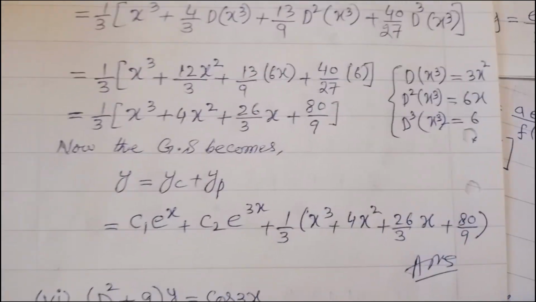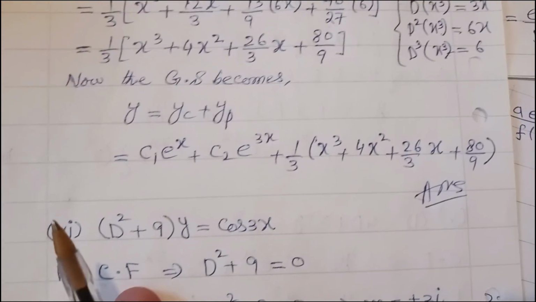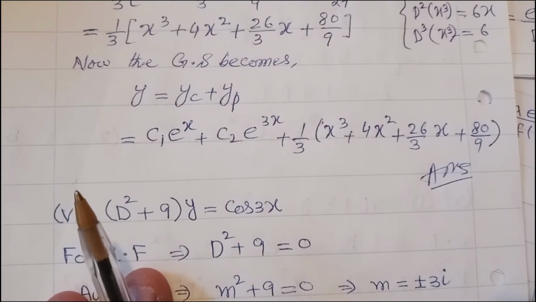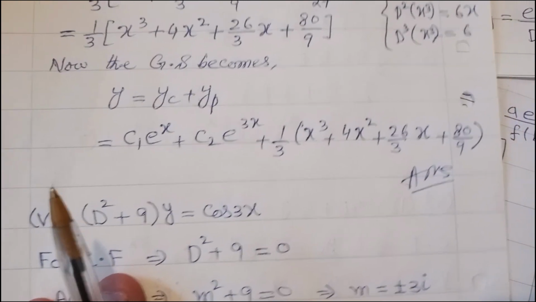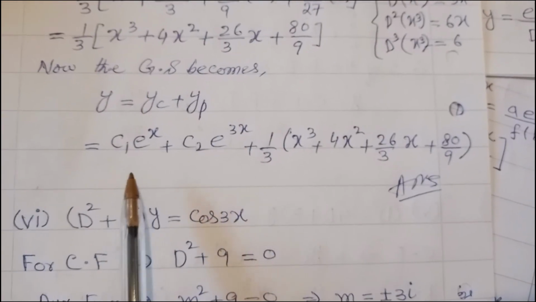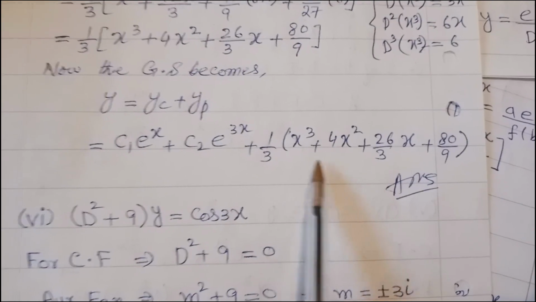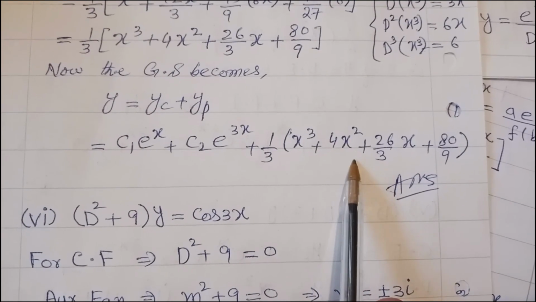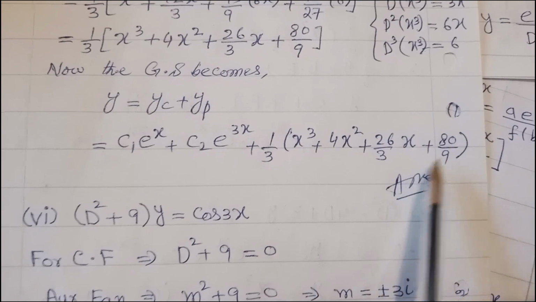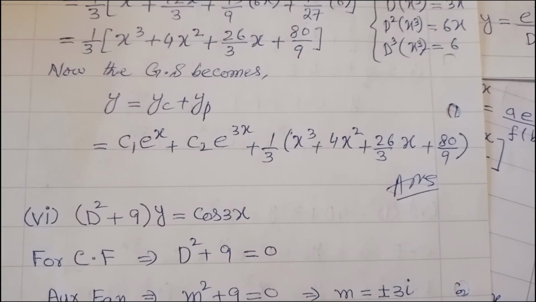Now we will write the whole solution of the differential equation, that is y is equal to yc plus yp. So it can be written as c1 plus c1 exponential x plus c2 exponential 3x plus 1 upon 3 x cube plus 4 upon 3 x square plus 26 upon 3x plus 80 upon 9. This is our final answer.